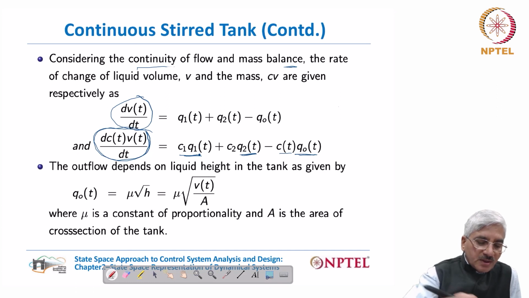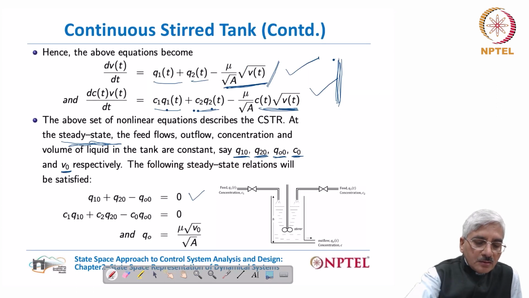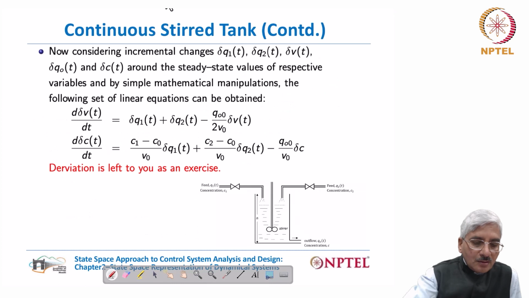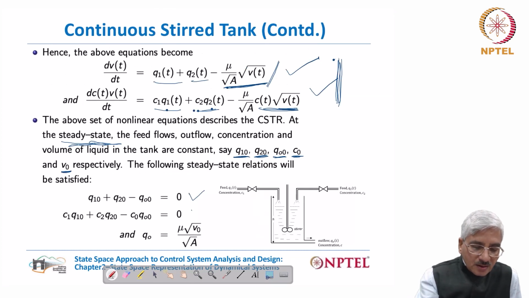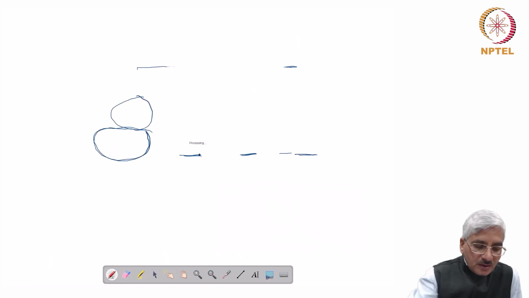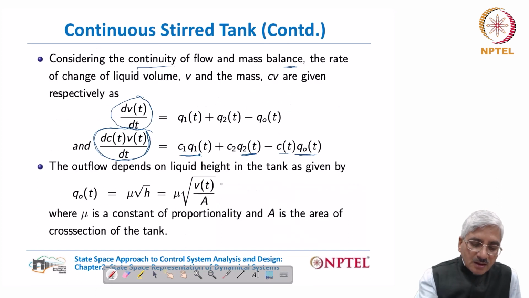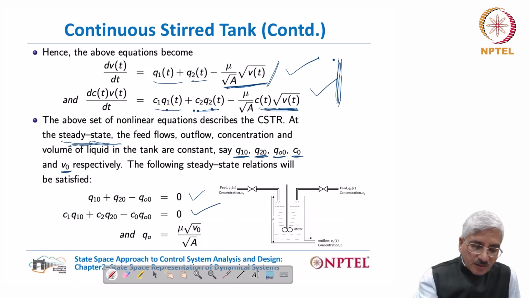So thereby we obtain this expression. And finally, because at steady state Vt is V0 and QO is QO 0, we will have QO 0 equal to mu root V0 by A, which is written here this way. So we have these three expressions at the steady state.